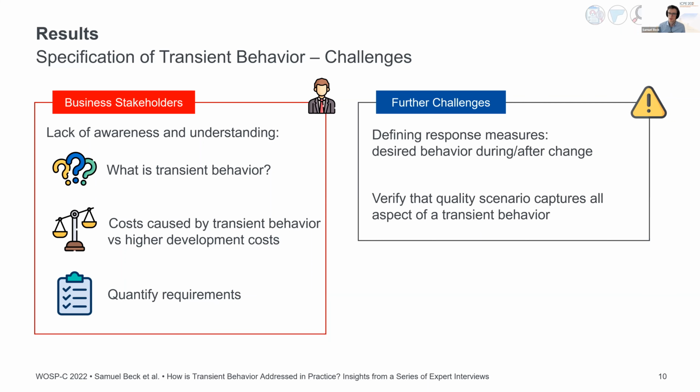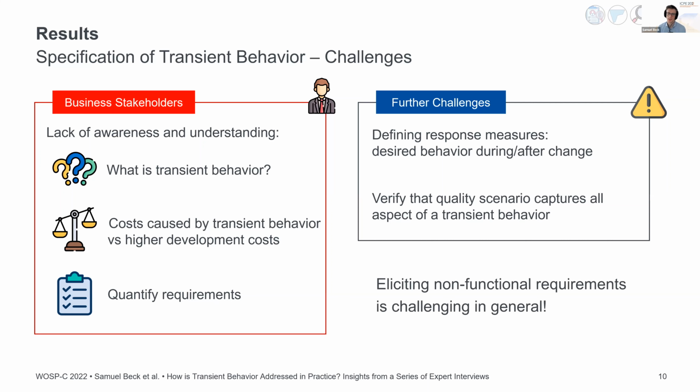Further challenges that I mentioned were defining a response measure for transient behavior, because it is not clear what the desired behavior during or after a change is. For that, you need to ask business stakeholders again, which brings me to the previous point. And another challenge was how to verify that the quality scenario actually captures all aspects of a transient behavior. So we can say that eliciting non-functional requirements is a challenging task in general. And our interviewees stated that they would already be happy if that works well with easier to understand quality attributes. So transient behavior is really only an afterthought at the moment for them.